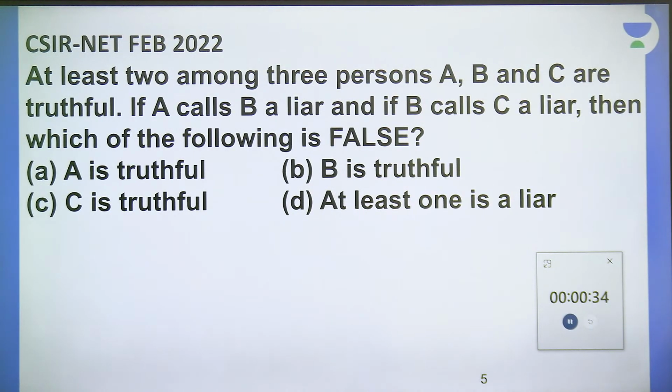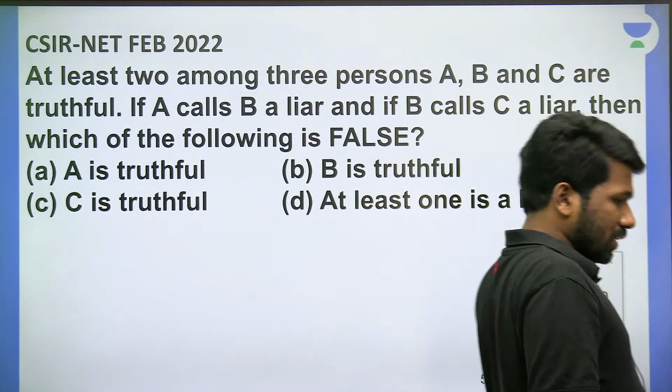Any answers? Okay, so I'll explain. Some of you already got an answer. Let's see whether it is right.